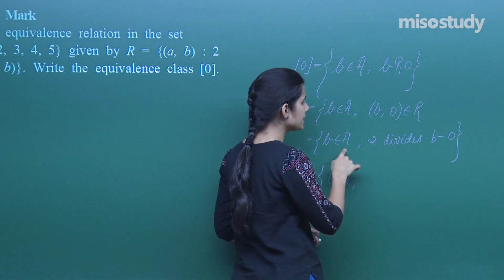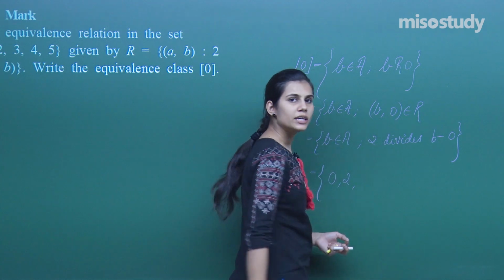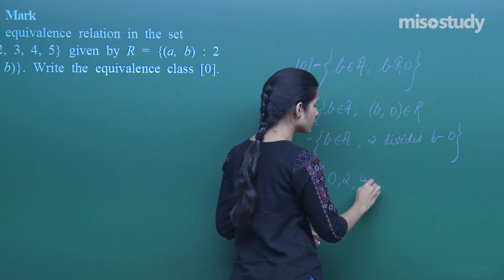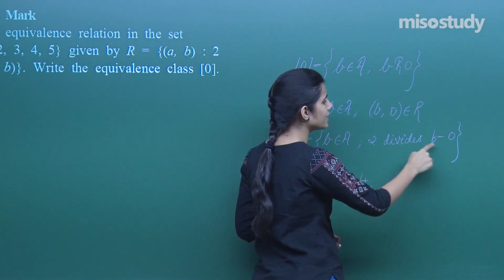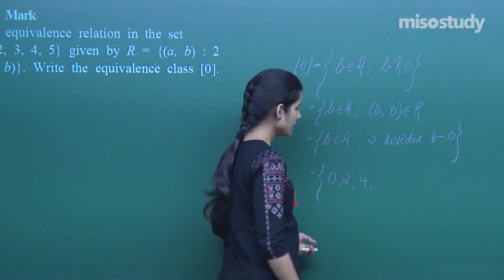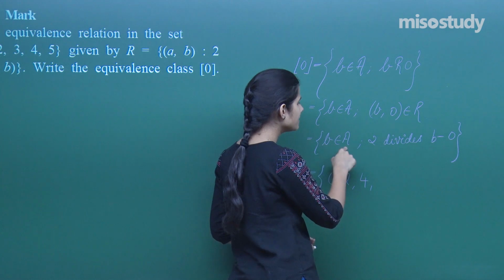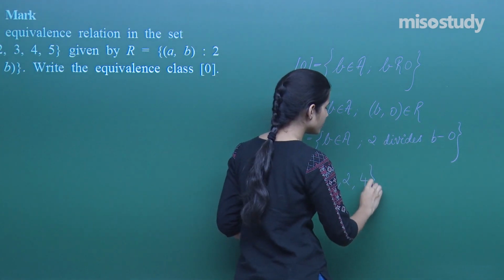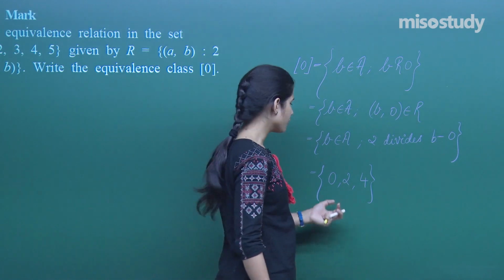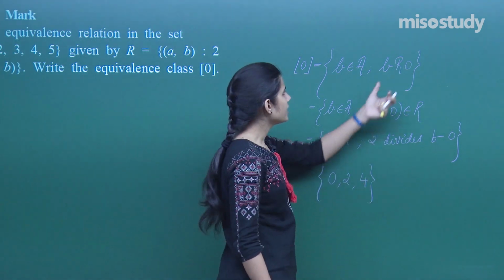Next is 4 in set A. Does 2 divide 4 minus 0? Yes, 2 divides 4 minus 0. So 4 is going to come here. I want all those elements of set A such that 2 divides that element minus 0. Then you have 5 in set A. Does 2 divide 5 minus 0? No, 2 does not divide 5 minus 0. That is it. And so this is the set of those elements of set A which are related to 0.